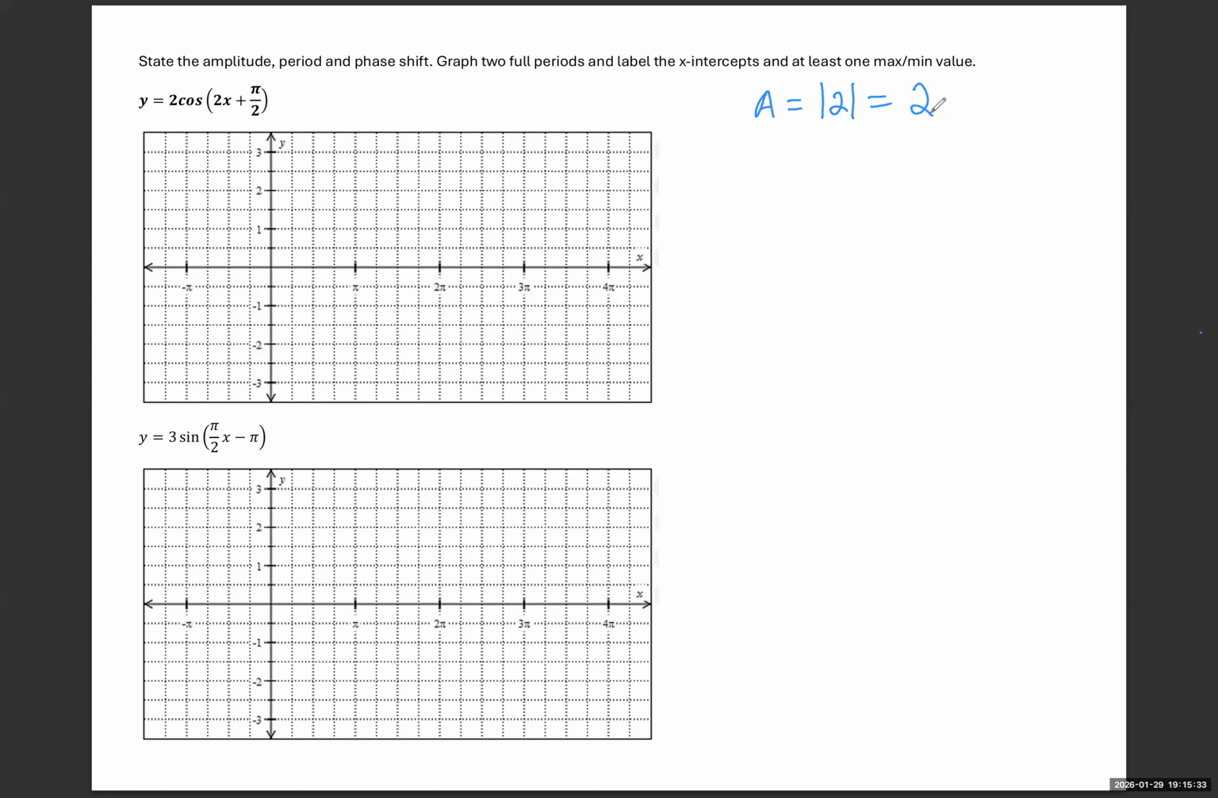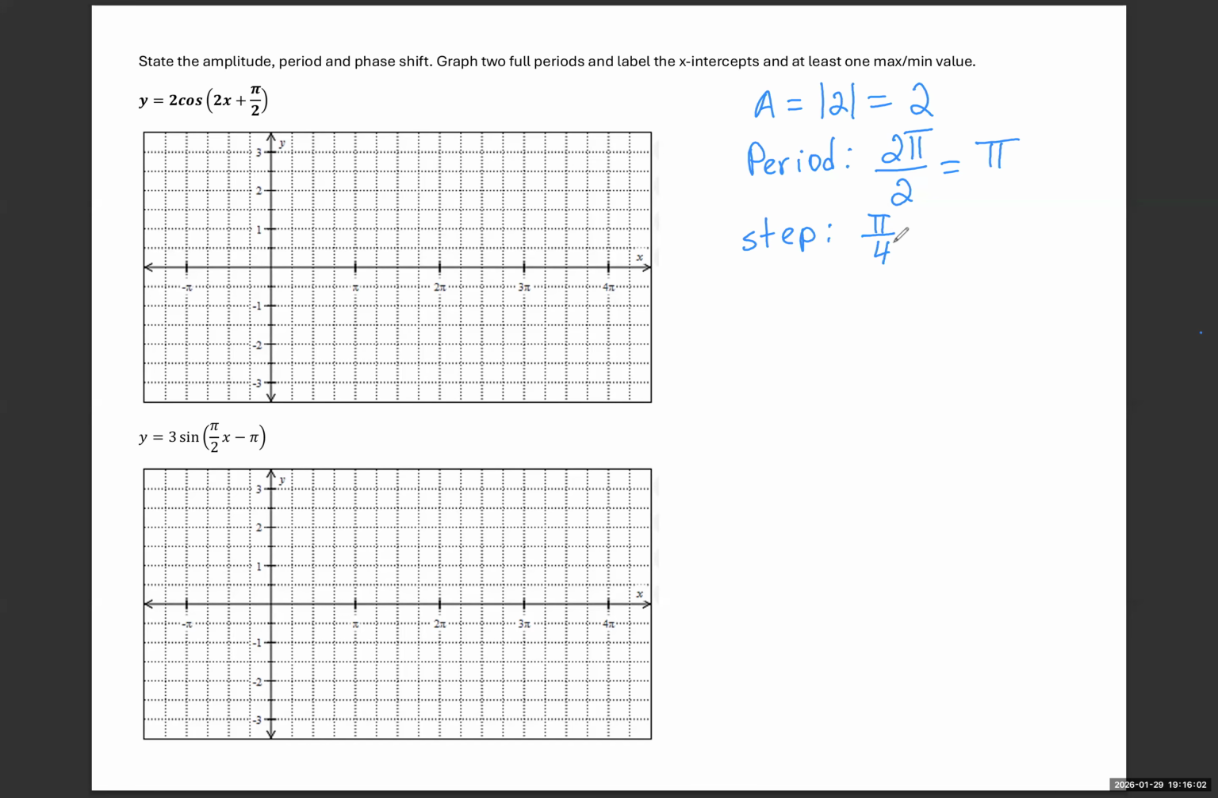Then we need to identify the period of this function. The fundamental period is 2 pi, and we have to divide it by the number in front of the x, which is 2. So the period for this function is pi. We're going to have to graph 2 of them. Now, each period for sine and cosine is divided into 4 equal size steps. So pi over 4 is my step size.